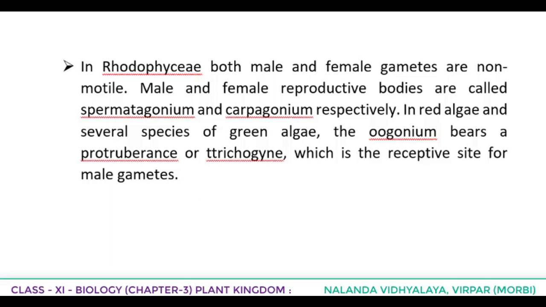In Rhodophyceae, both male and female gametes are non-motile. Male and female reproductive bodies are called spermatogonium and carpogonium respectively. In red algae and several species of green algae, the oogonium bears a protuberance or trichogyne, which is the receptive site for male gametes.